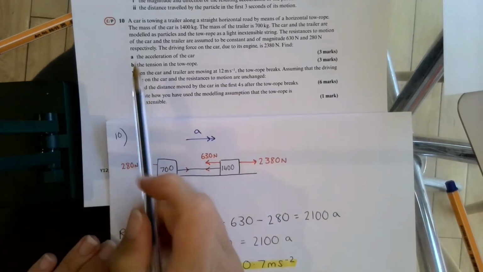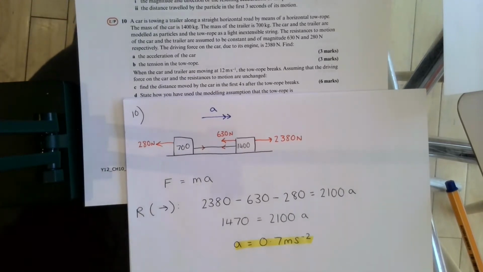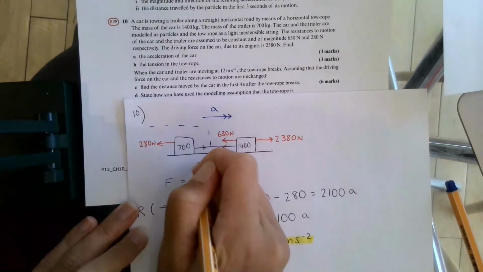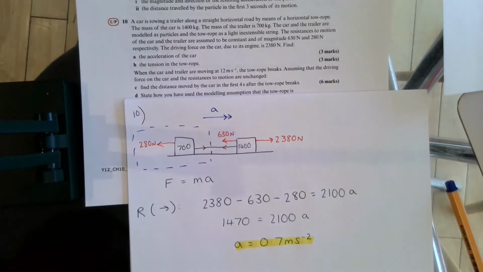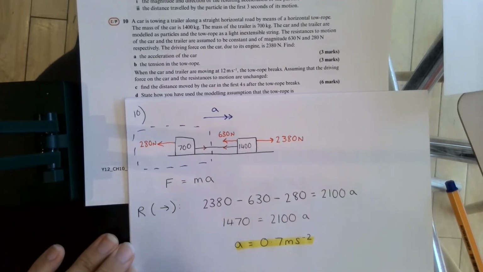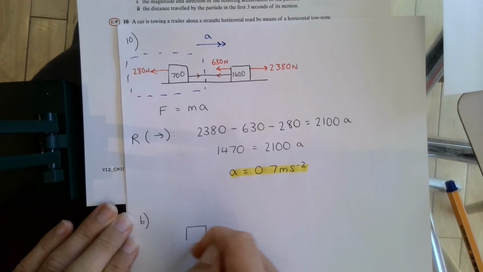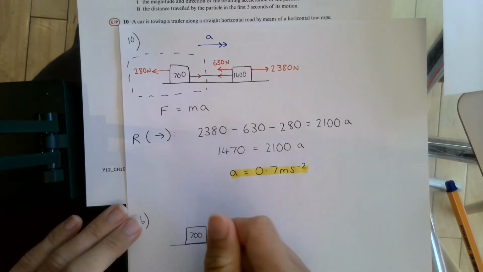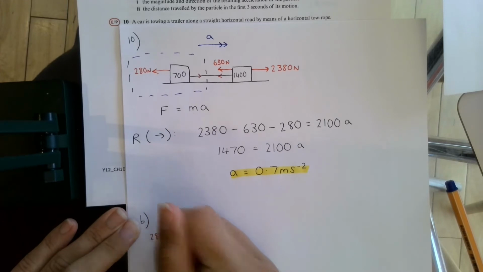Part B then wants me to find the tension in the tow rope. So to do this, all I'm going to do is focus only on the trailer. So imagine I've cut off my diagram and I'm focusing only on this section. I'm going to draw out what I'm focusing on. I've got 700 kilograms of my trailer. Then the resistance force is 280 newtons.